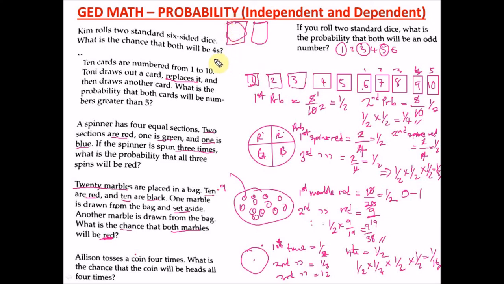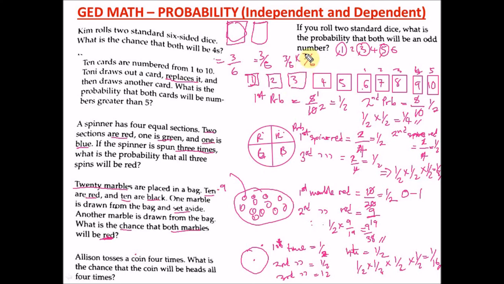So for the first one, the probability that it will be an odd number: our total possible outcome for one die is always 6. And we have 3 odd numbers here, which are 1, 3, and 5. So it will be 3 over 6 for the first die, and it's also going to be the same thing for the second die, 3 over 6. So the probability that both will be an odd number is 3 over 6 times 3 over 6.